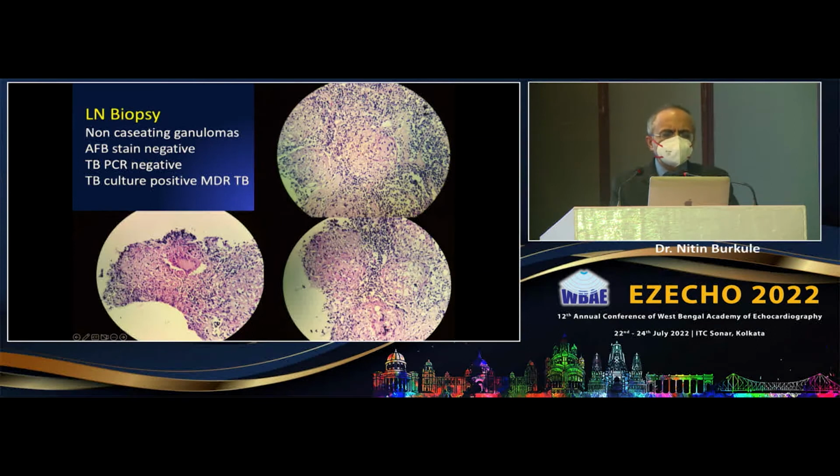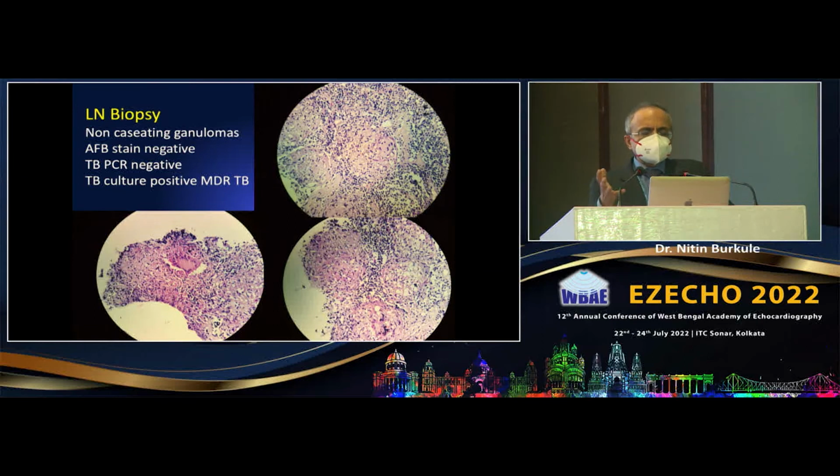This showed non-caseating granulomas, and you think this is sarcoid, but never relax. Always do the Mantoux test. And whatever biopsy material you get, do TB PCR and also TB culture. Now this patient turned out to have a TB culture positive for MDR tuberculosis. So it could have been catastrophic to just put him on steroids. So that is lesson number one.